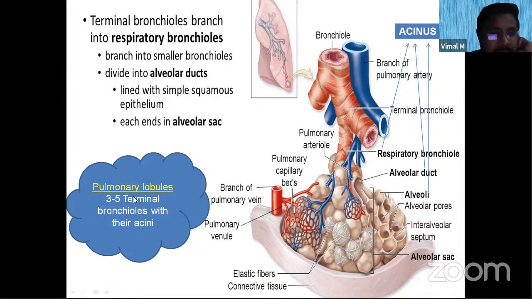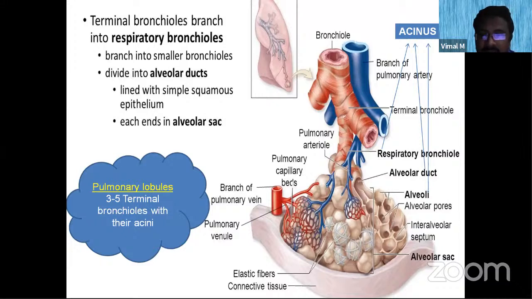Yes, and pulmonary lobule is nothing but 3 to 5 terminal bronchioles with their acini. So lobule is a different concept and acinus is something different. Acinus means respiratory bronchiole, alveolar duct and alveolar sac. Lobule means 3 to 5 terminal bronchioles with their acini. These are called pulmonary lobules.